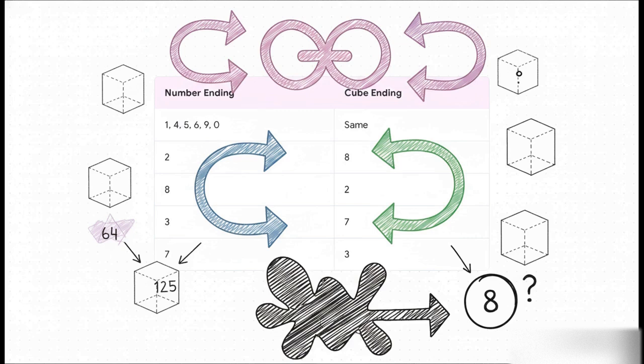If a number ends in 2, its cube ends in 8. And if it ends in 8, well, the cube ends in 2. The exact same thing goes for 3 and 7. They just flip. So if you're looking at a massive number ending in 8, you instantly know its cube will end in a 2. Bam!